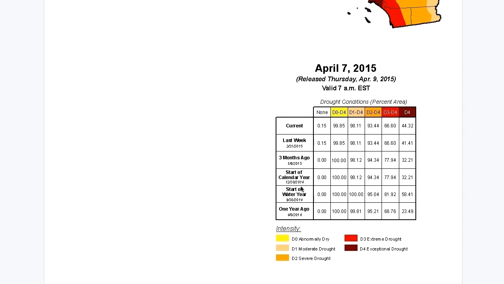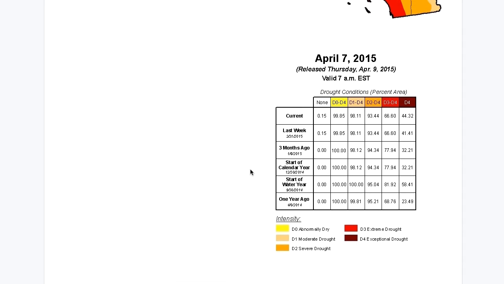In the table, it's a little harder to make sense of, but it doesn't just show D0, D1, D2, D3, D4. What it shows is no drought conditions, D0 to D4, D1 to D4, and so on. So really, this last column is just the exceptional drought, D4. The next column, D3 to D4, is D4 as well as D3. The next column is D4, D3, and D2. The next column is D4, D3, D2, and D1. And the yellow column here is D4, D3, D2, D1, and D0.